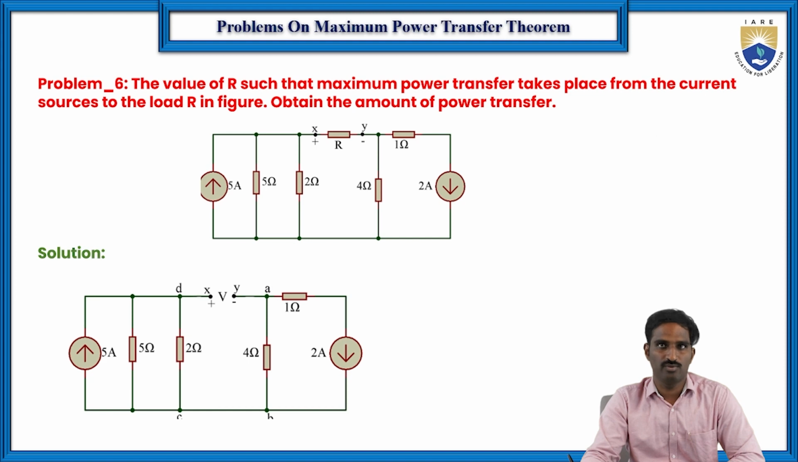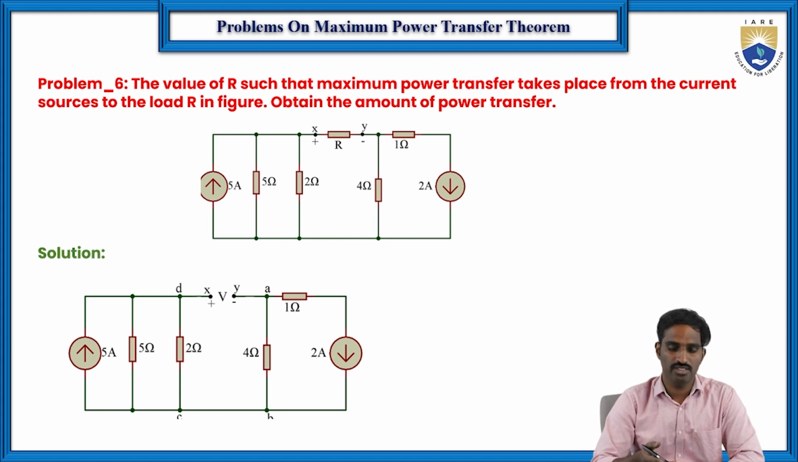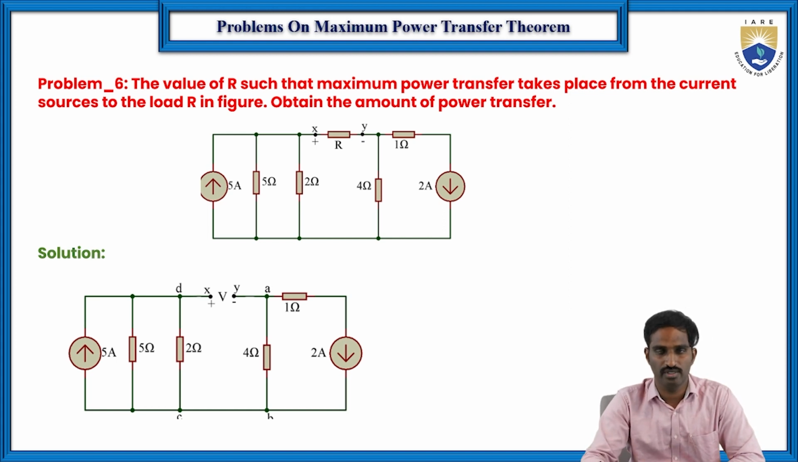Then now the fifth problem. As you can see here, the circuit is totally different from the previous circuit we have discussed. Of course, this is also very simple, but there is only one key point. If you are able to identify that key point, then it is very easy to solve this problem. In this problem also, again we need to find the load resistance R value, as well as the maximum power transfer to that particular load resistance.